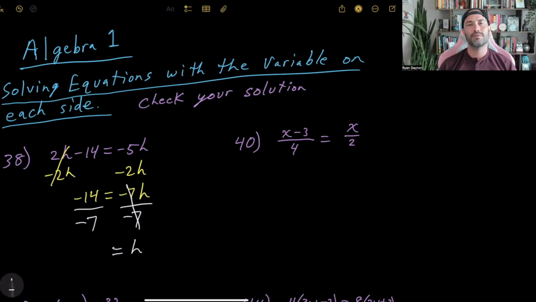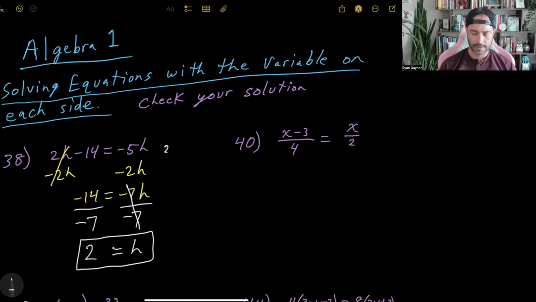And we have a negative divided by a negative. That's going to be a positive. Negative 14 divided by negative 7 is positive 2. That is our solution. They asked us to check it. Let's do a quick check.